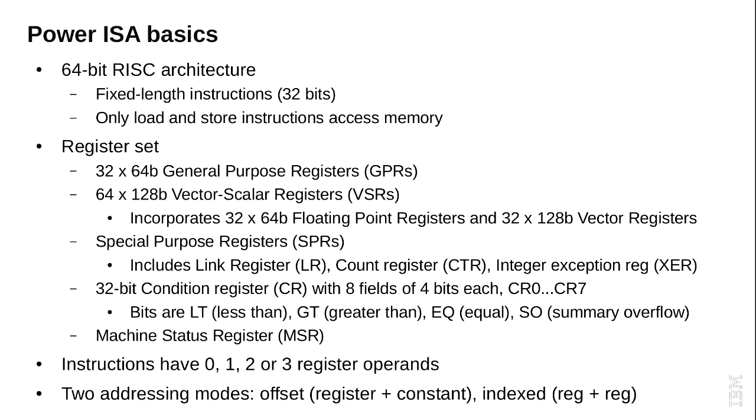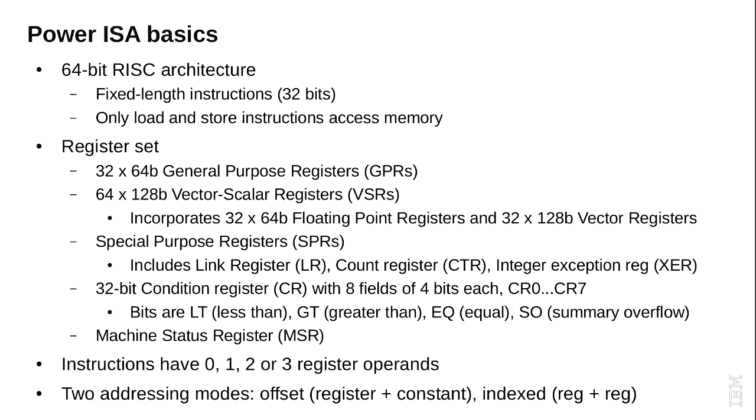In the architecture, there are 32 general purpose registers, 64 128-bit vector scalar registers. This is a unification of the floating point registers and the vector registers, which we used to have. We used to have 32 64-bit floating point registers and 32 128-bit vector registers, and then in the Power 7 timeframe, the architects added another 32 by 64-bit block and said, okay, this makes a rectangle, which is our vector scalar registers.